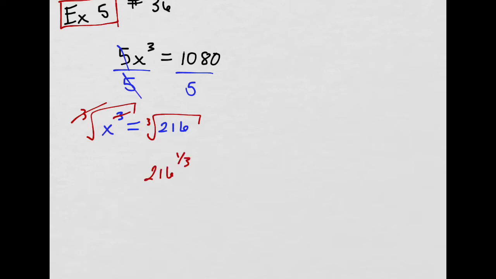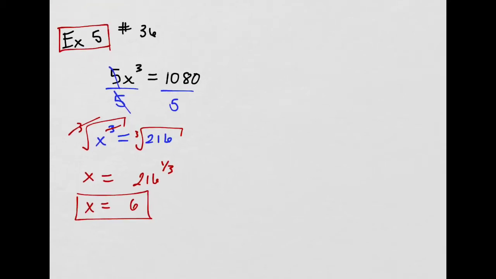Hopefully you can do that in your calculator if you don't have a cube root button. Looks like I don't. So x equals 216 raised to the parentheses, 1 divided by 3, parentheses, equals 6. There we go, easy, 6.